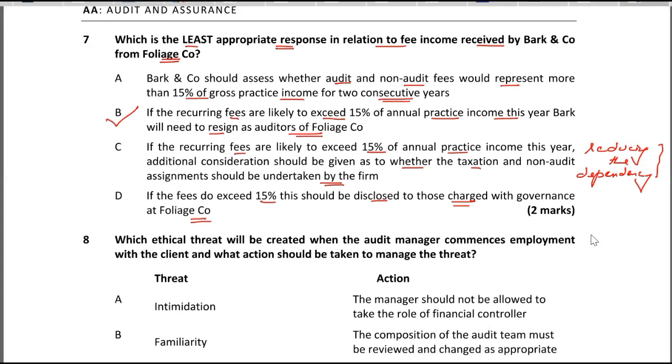Yes, if they are having the fee more than 15% for 2 consecutive years, then they will be conducting a pre-issuance review. When the fee is more than 15% for 2 consecutive years and significantly more than 15%, that means they should conduct a pre-issuance review. But before giving the report, they should review their audit work by some independent partner. But the audit firm cannot afford to lose the client if their fee is exceeding. This is something impractical.